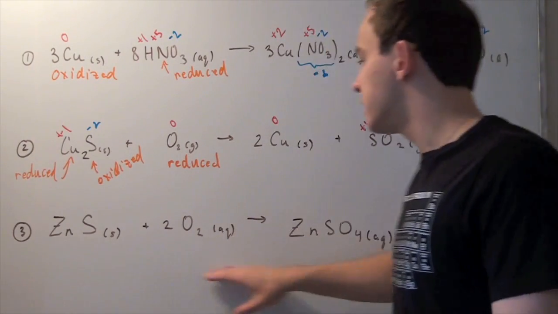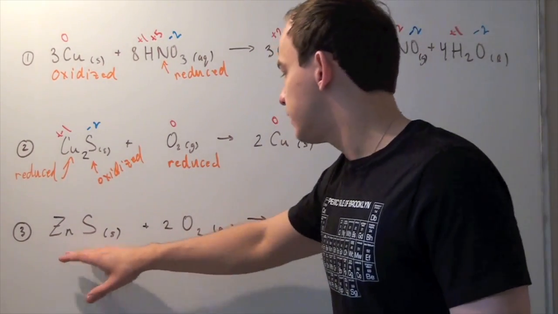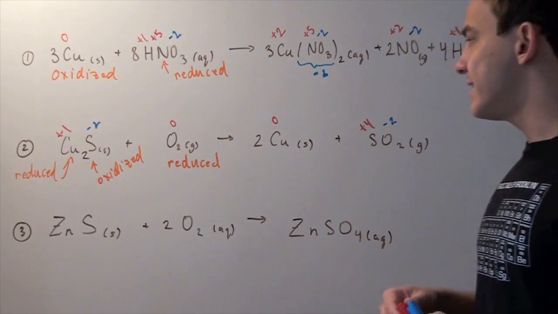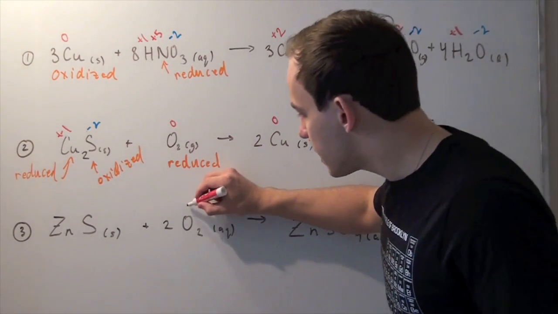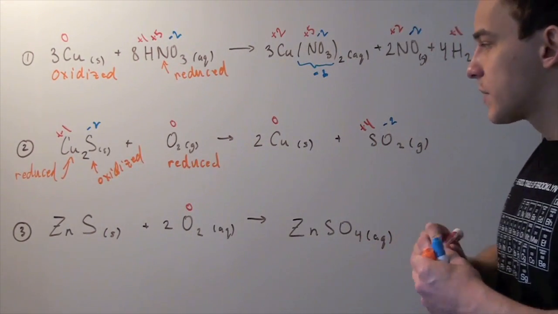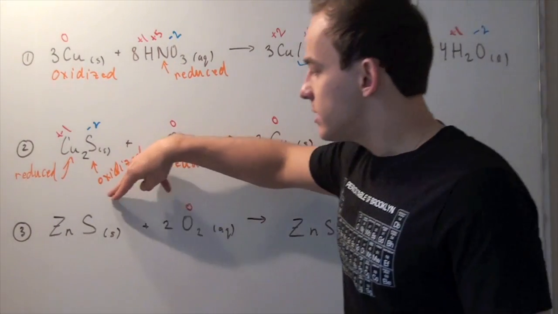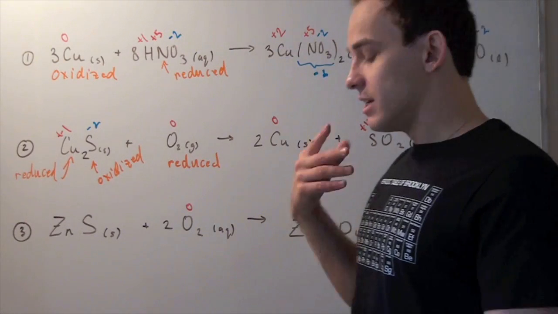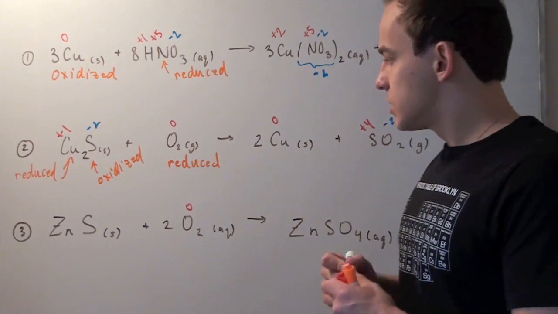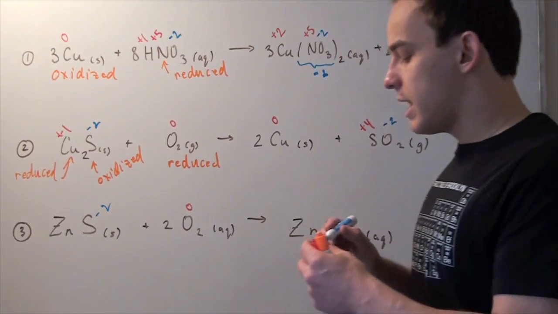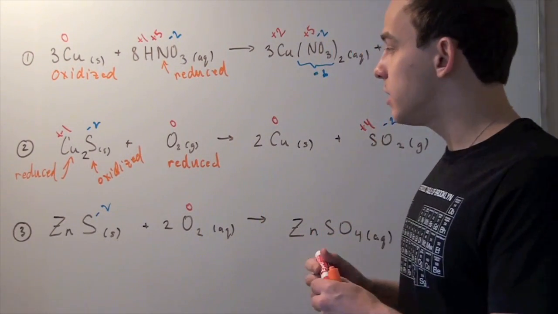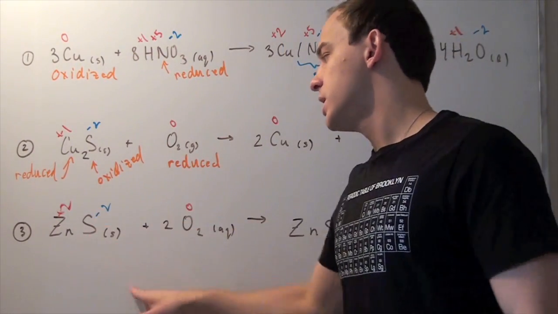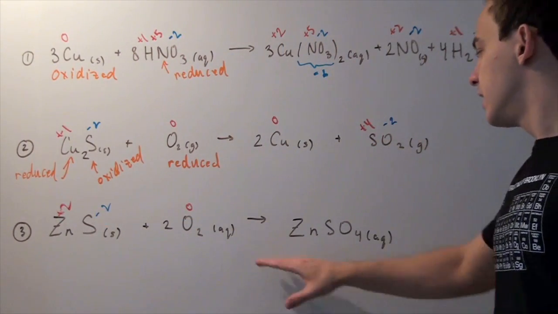So let's look at our final example. Zinc sulfide plus oxygen gives us this guy. So our oxygen, once again, is in its elemental state, so our oxygen gets a charge of 0, a neutral charge. Let's look at these guys. We assign our charge to sulfur first. So sulfur gets a charge of -2 because it's in the same group as oxygen. And our zinc must have a charge of +2. So +2 minus 2 gives us neutral. Makes sense.